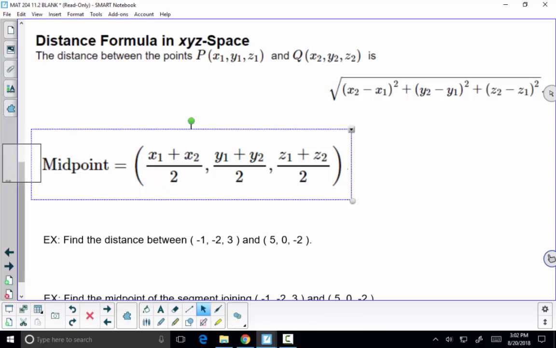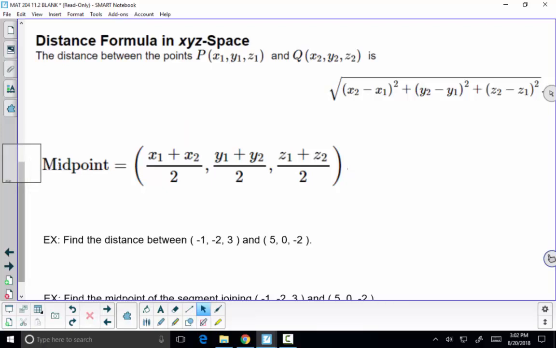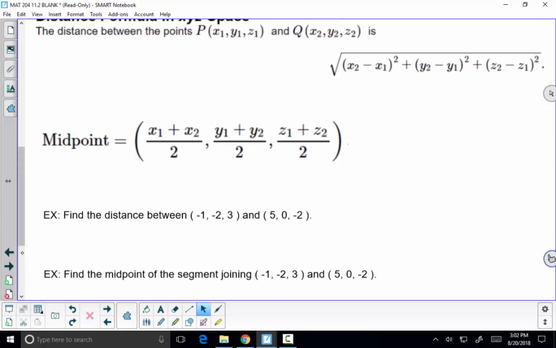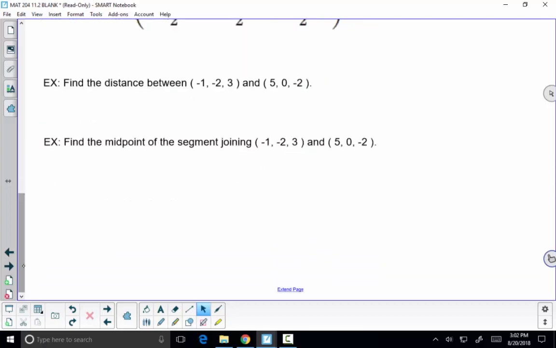Same with the midpoint. In two-dimensional space, you would just have the first 2 components. In three-dimensional space, you also have to average the z coordinates. So you average the x's, average the y's, and average the z's to get the middle point. So pretty intuitive for the midpoint, just averaging coordinates.